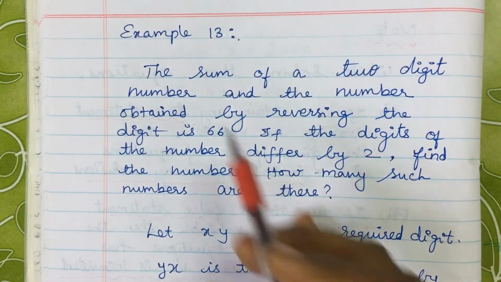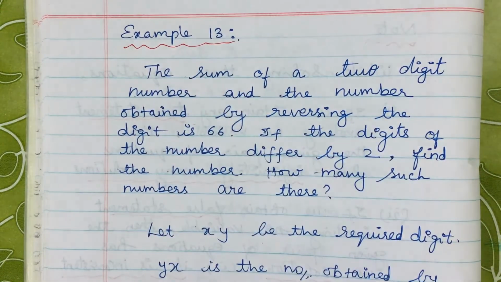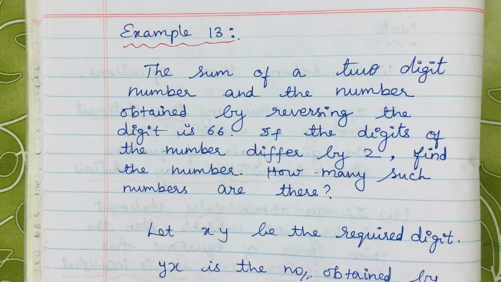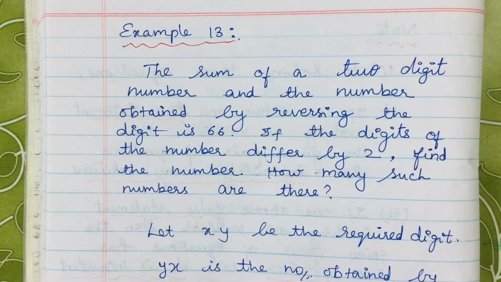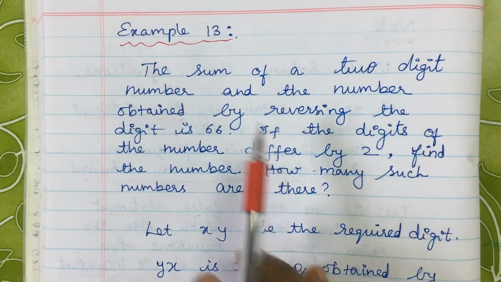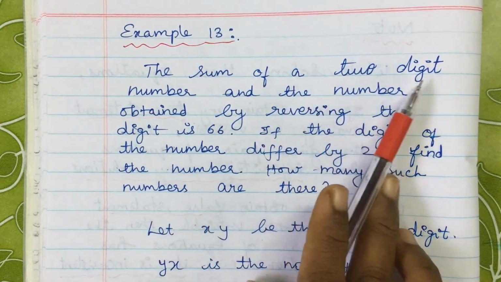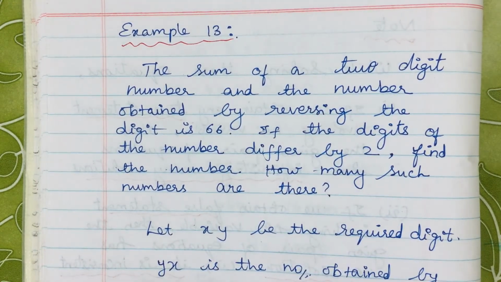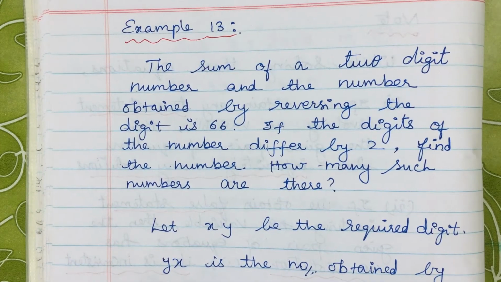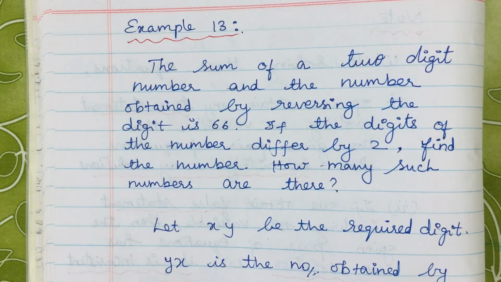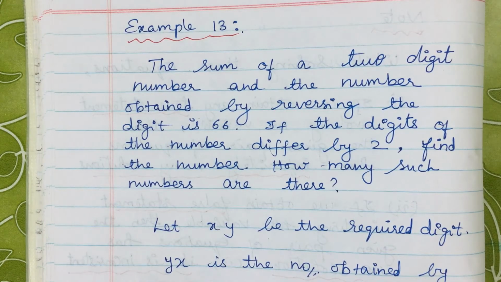And then example 13. The sum of a two-digit number and the number obtained by reversing the digits is 66. If the digits of the number differ by 2, find the number. How many such numbers are there? Right? So what is your question? The sum of a two-digit number. So here I am assuming the two-digit number as xy. It is not x into y. It is similar to 23, 54. I am assuming it as xy.